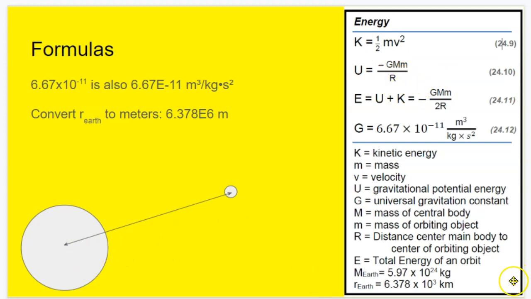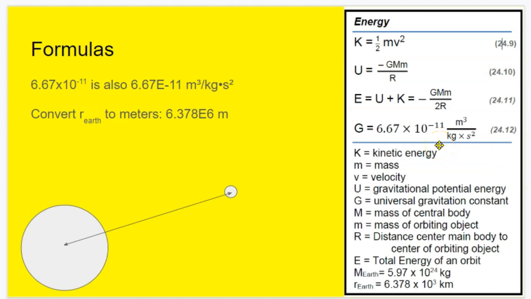A couple of things I need to point out about the constants here. The universal gravity constant is 6.67 times 10 to the negative 11th, and it's meters cubed over kilograms times seconds squared. This is a constant that makes the formula work. If you don't have this constant, this formula does not give you the correct answer. So that's what makes it work.